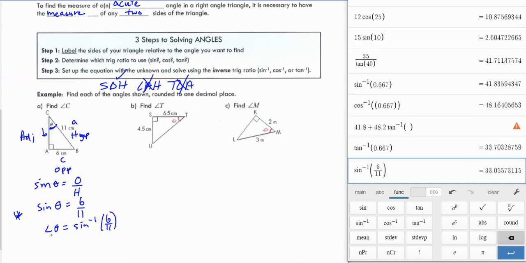Okay, so we were looking for an angle. The angle theta equals 33 degrees. Now they did want it to 1 decimal place, so good to note that. So the 0.55 will round up to 33.6 degrees.